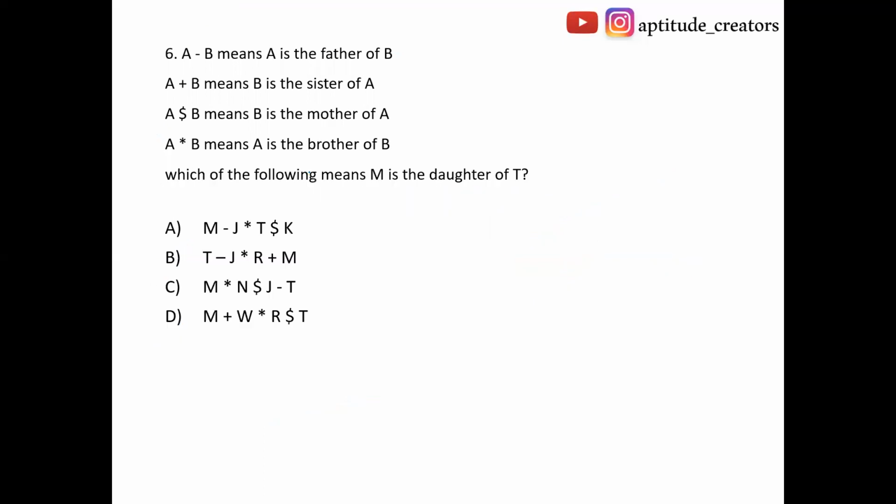Moving forward to next. Which of the following means M is the daughter of T? M is the daughter of T. Correct. Okay. Now, what is option A? M minus J. What is M minus J? M is the father of J. Here, M is talking about daughter. Daughter is nothing but female. Now, here M minus J. M is the father of J. Here, M is the male person. I can eliminate option A.